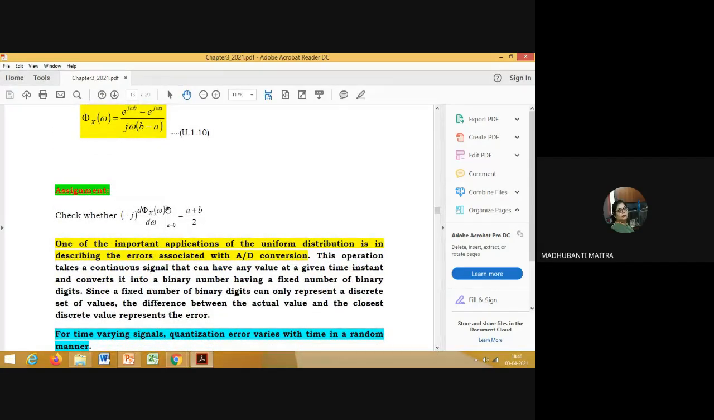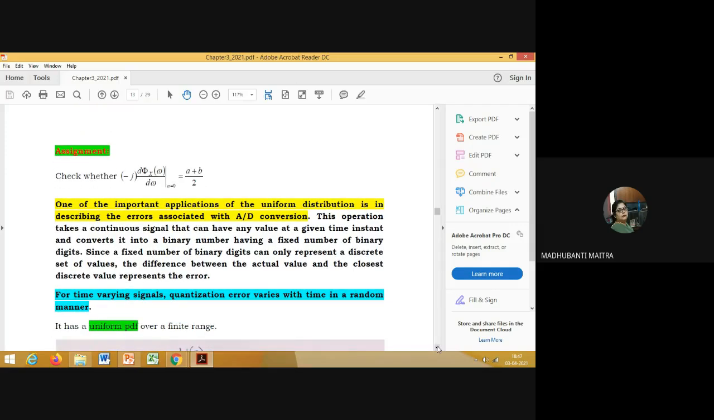Now, one of the important applications of the uniform distribution is in describing the errors associated with A to D conversion. Have you studied A to D conversion, analog to digital converter? Hello, have you studied analog to digital converter? Yes, ma'am. So you must know what is meant by quantization noise or quantization error.